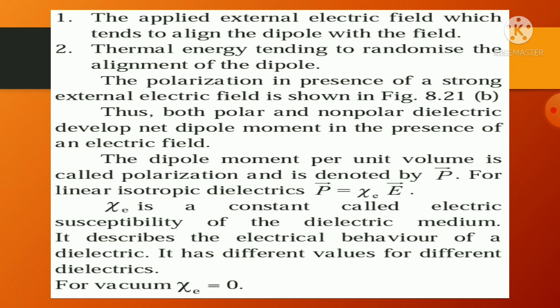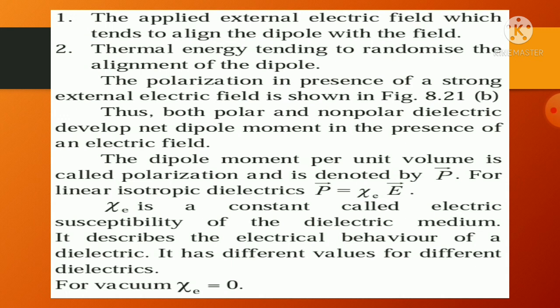The electric dipole moment per unit volume is called polarization. In the electrostatics chapter, the definition of polarization is the electric dipole moment per unit volume, and it is denoted by the letter P bar. Capital P bar is the notation for polarization in electrostatics.